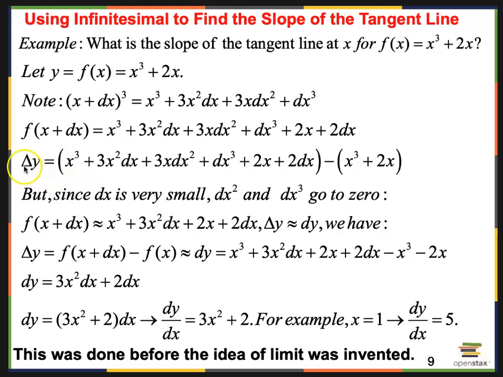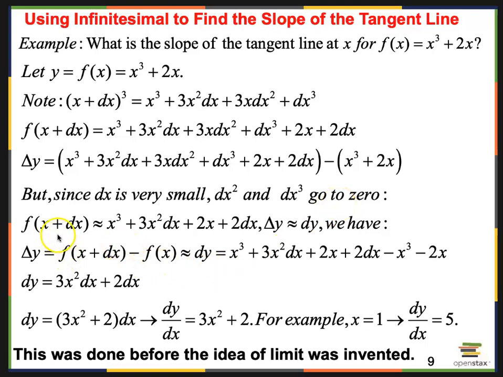So the change in y equals x cubed plus 3x squared dx plus 3x dx squared plus dx cubed plus 2x plus 2 dx minus x cubed plus 2x. So there's the top, or the numerator, right? Remember what we're looking at. But since dx is very small, dx squared and dx cubed go to 0.